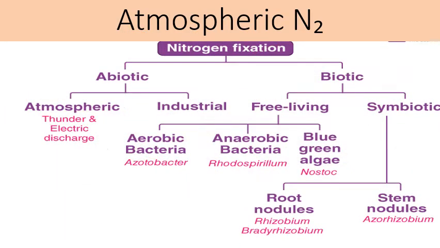Then this is the flow chart which shows various methods of nitrogen fixation. Broadly, दो ब्रॉड मेथड्स हैं. One is the abiotic method, it means जिसमें कोई भी living organisms involve नहीं होते nitrogen fixation के लिए. Second is the biotic, which involves the role of living organisms in nitrogen fixation. Firstly abiotic, so it involves atmospheric nitrogen fixation by physical methods which include thunder and electric discharge.